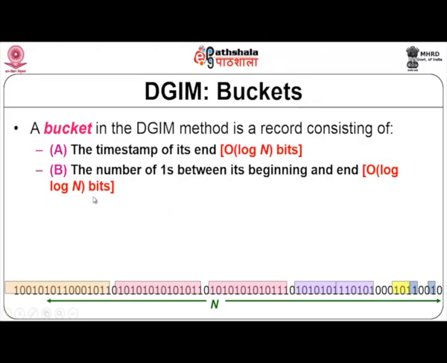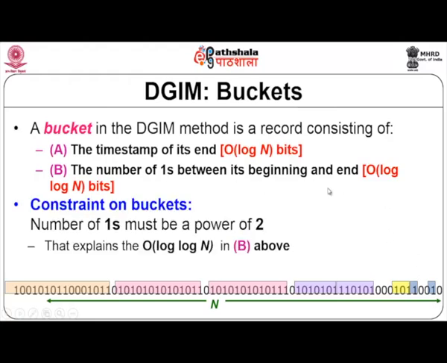So, the timestamp which is towards the end here, in the sense in the past, is going to have a size of order of log n bits, and the number of ones between its beginning and ending is going to be represented as log of log n bits. What is the constraint? The constraint is the number of ones must be a power of 2, which indicates clearly what must be the number of ones between the beginning and ending of a given stream. So, which is going to be order of log n.